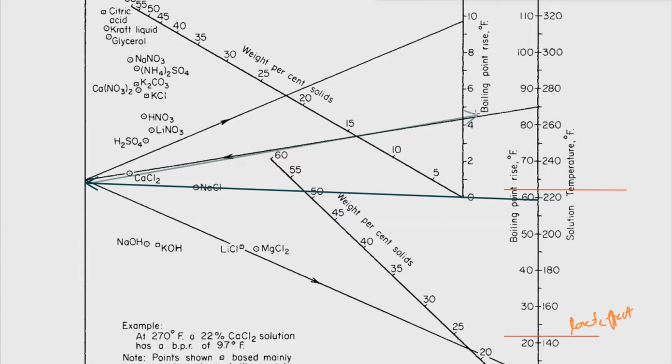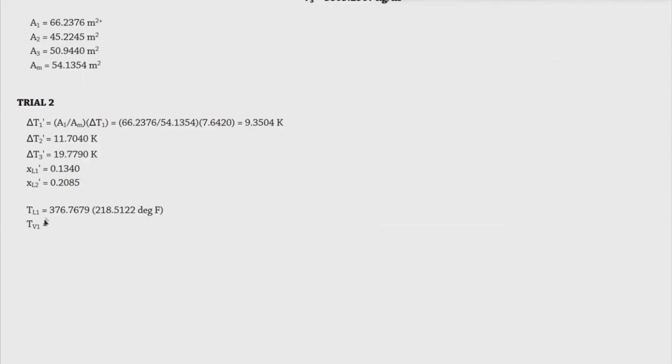So, mapansin nyo, nilapit ko na sa 4 kasi, 4.13 lang naman siya sa 0.13. So, it's around here. Kung mapansin nyo, yung atin sa dapat na tamang BPR is 4 degrees Fahrenheit. So, BPR from the figure should be BPR 1 prime is equal to 4 degrees Fahrenheit, divided by 1.8 Kelvin. So that should be our BPR. Then we'll be able to get TV1 from that.